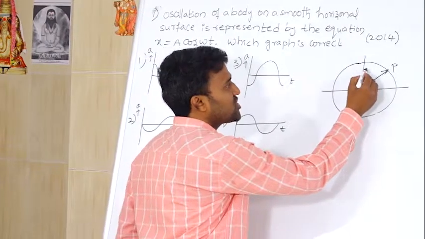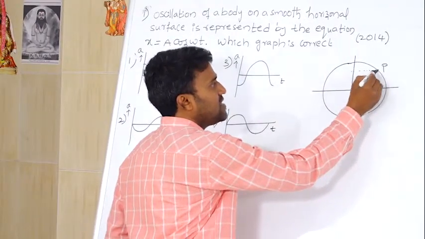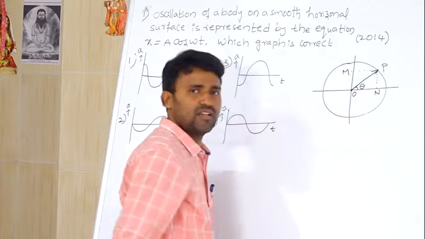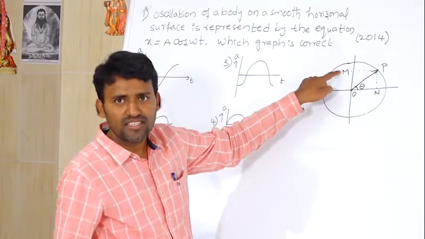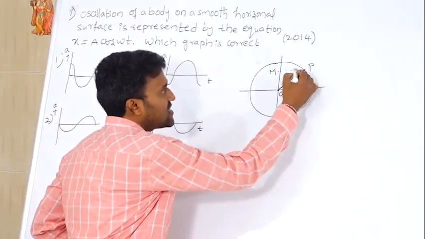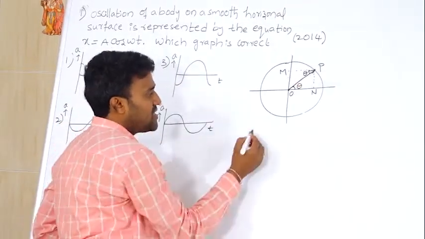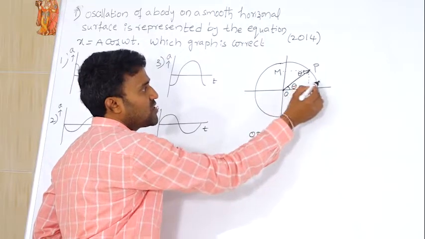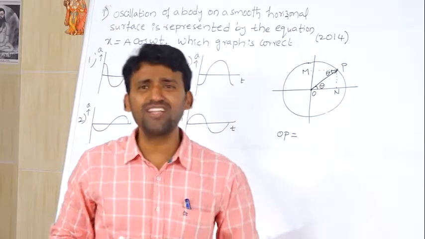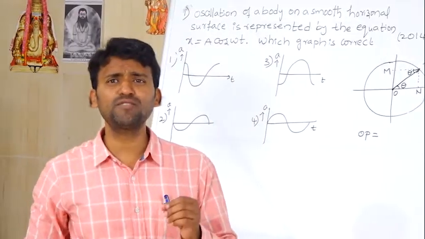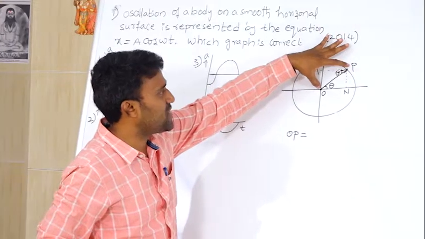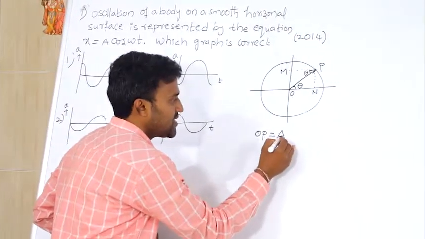Now just draw the projection. Take one projection on the y-axis and one on the x-axis. This point I am taking as M, and this one is L. This is theta, and this angle is also theta. Now OP is equal to the radius, from here to here, and that radius I am writing as the amplitude of the particle. Amplitude means the maximum displacement of the particle. So the maximum displacement OP we are writing as the amplitude A.